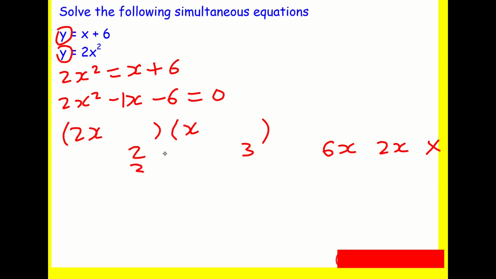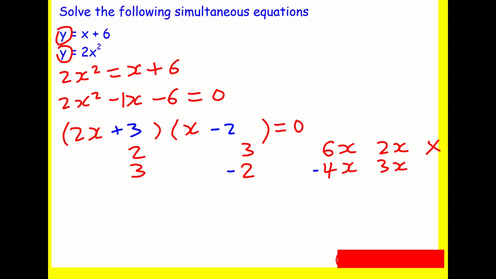The natural thing to do is just try them the opposite way around, 3 and 2. Because then I'm going to do 2x times 2, 4x, and 3 times x, which is 3x. And this will work. If I can make it -4x, then I'm sorted. I just need to put a -2 there. And we can fill it in now. It's going to be 2x plus 3 and x minus 2 equal to 0. So we've actually factorized this.